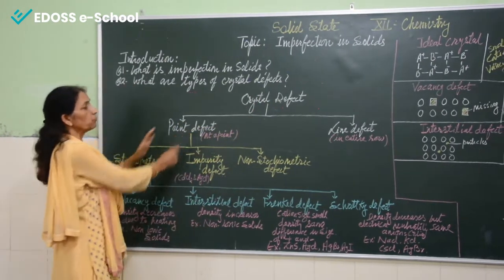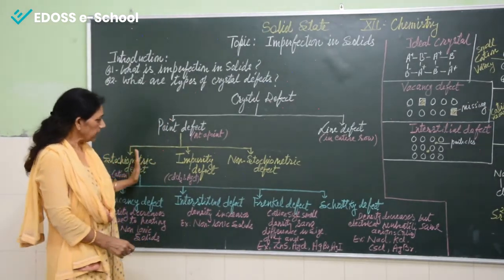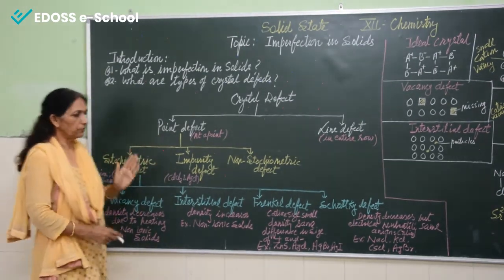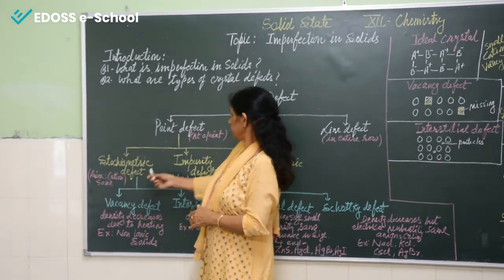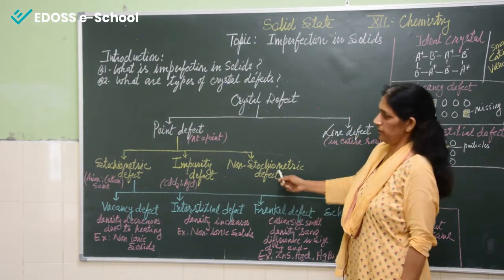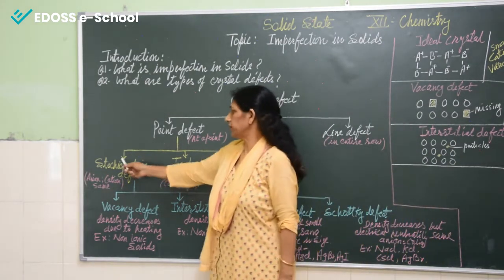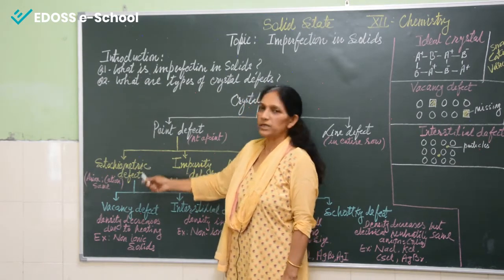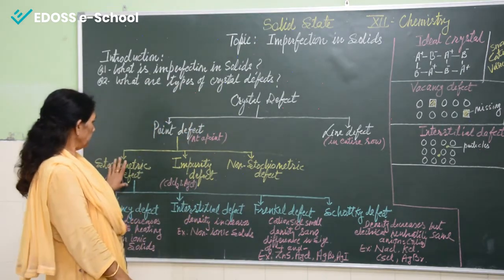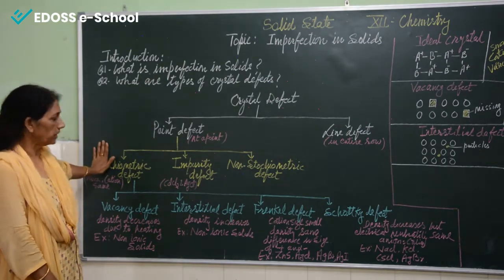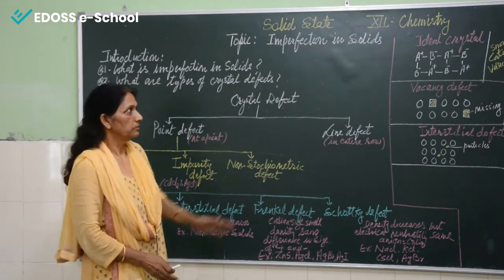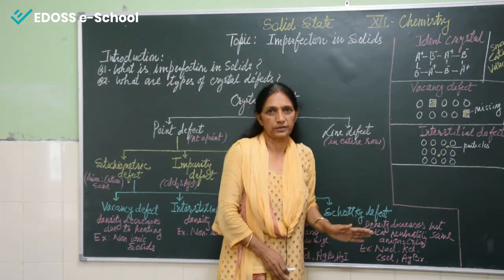Now further, this point defect we can divide again into three types. What are they? First is stoichiometric defect, second is impurity defect, and third is non-stoichiometric defect. Now coming to the stoichiometric defect: it means the ratio of cations and anions is the same. The number of anions and cations should be the same, just as it is in an ideal crystal.